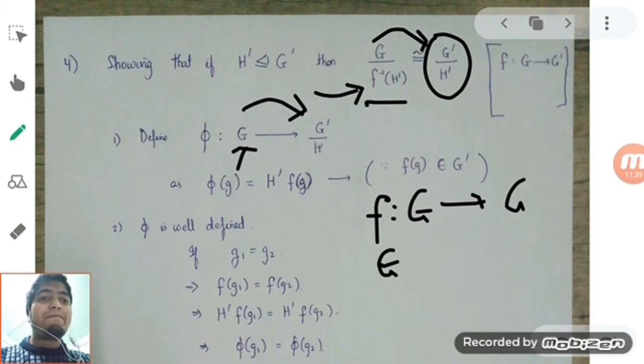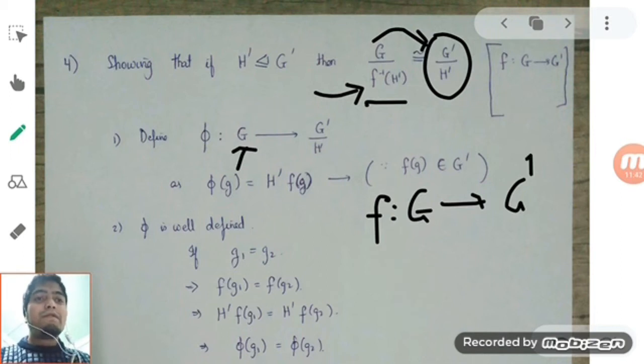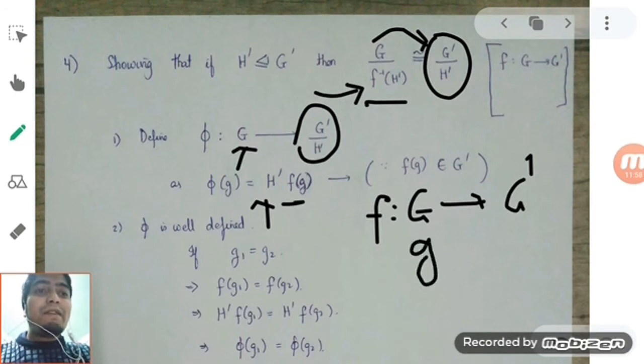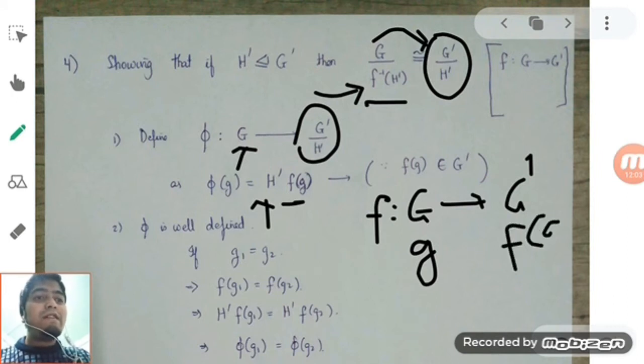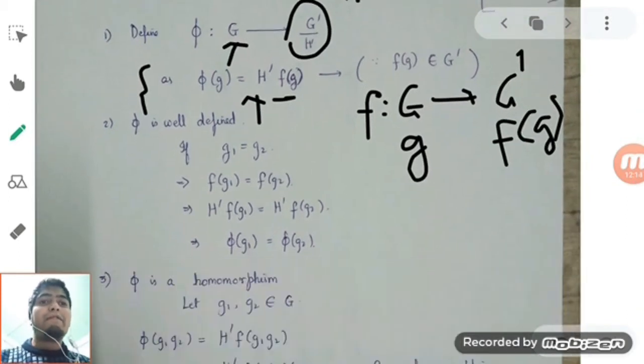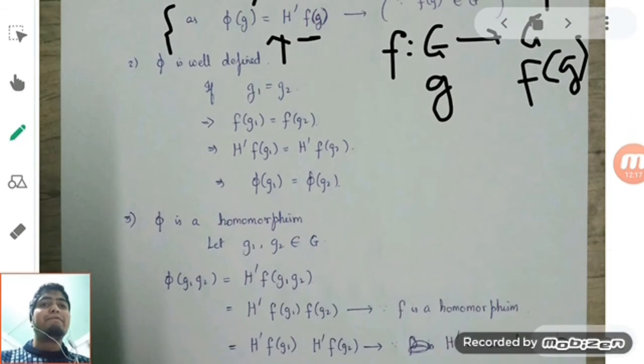So all elements of G dash by H dash will be of the form H dash y, and this y should be an element of G dash. That is why we are taking f(g), because if g belongs to capital G, then f(g) will belong to G dash. So that is why we define the function like this. We have done a similar thing even in the fundamental theorem. So that is how we will do it.